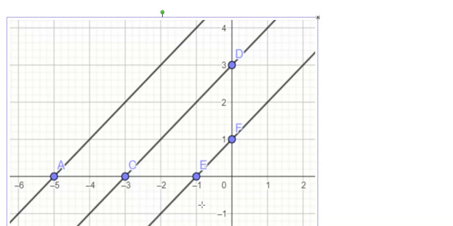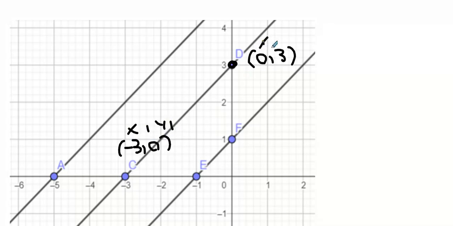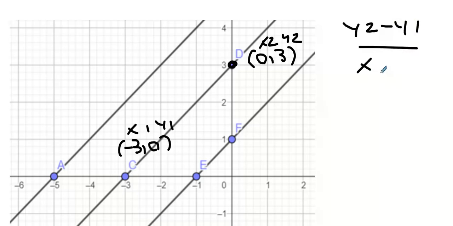I'll tell you why. You could do the slope formula. You could do that as 0, 3, and you do that as minus 3, 0. And you could do x1, y1, and x2, y2. And you could put any of those imaginary points into your slope formula, and it will give you a slope of 1.